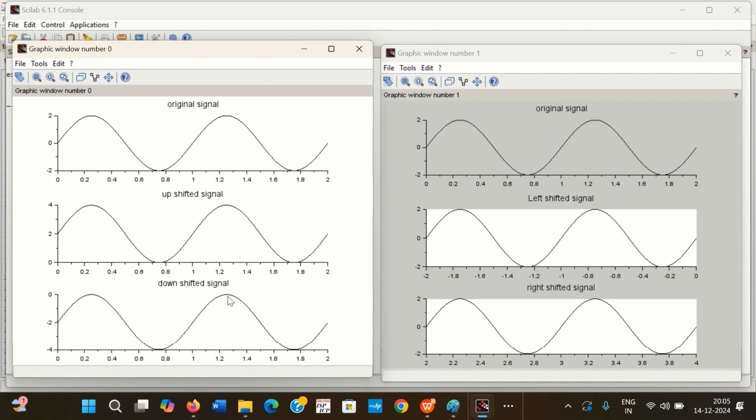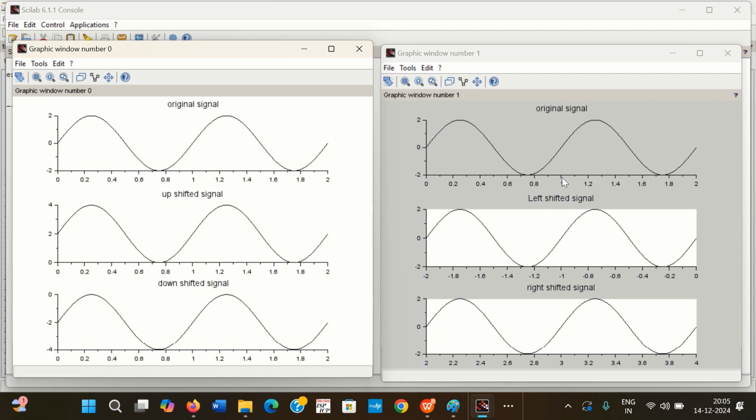Similarly, in the downshifted signal, you can see that the original signal was starting from -2, but since the signal is shifted downwards by 2, now this signal is starting from -4 and extending up to 0. So you can say that this is the downshifted signal. However, you can observe that the time axis values are the same, from 0 to 2, in all three graphs.